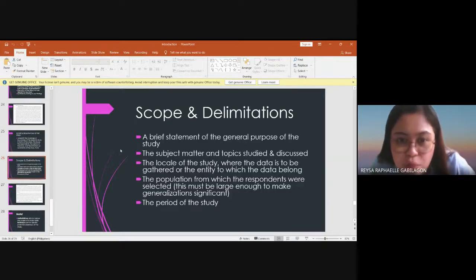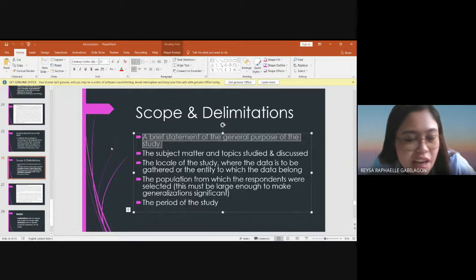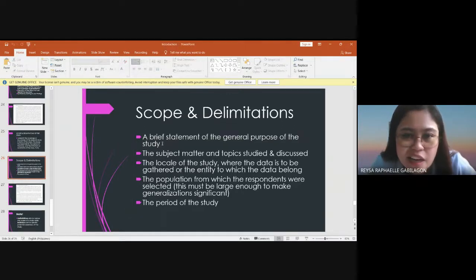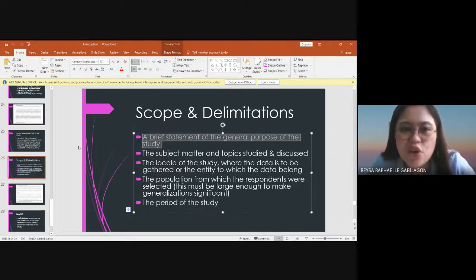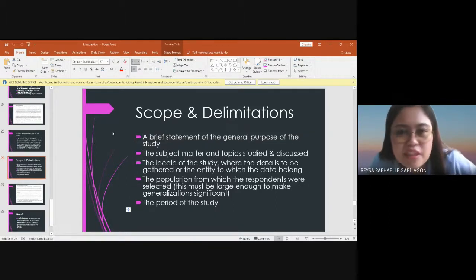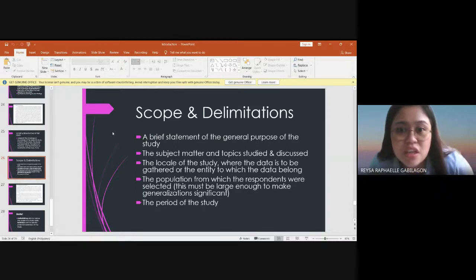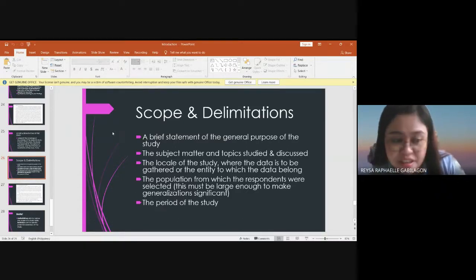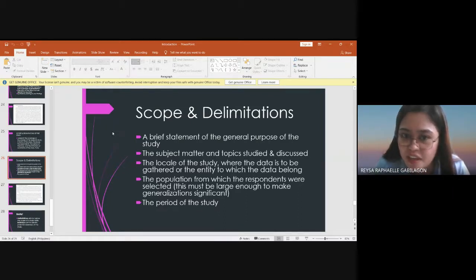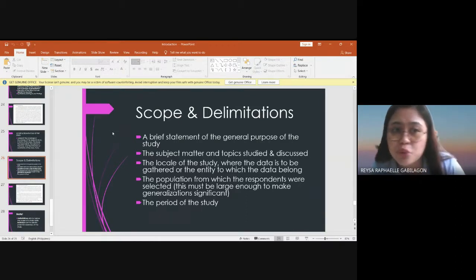So these are what we include, class, when you're doing your scope and delimitations. This is really repeated in the study. We place it in the introduction, and we also have it in the first part of the statement of the problem. Then in the scope and delimitation, we repeat the brief statement of the general purpose of the study or our objectives, then the subject matter and topics studied and discussed, and we may also include the locale of the study. So where are we going to do the study?